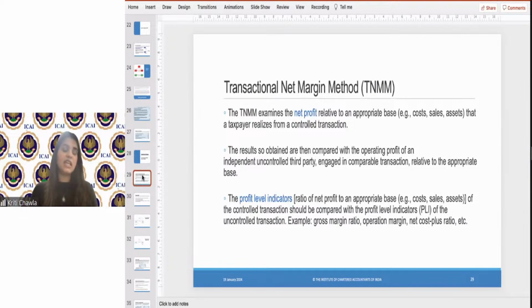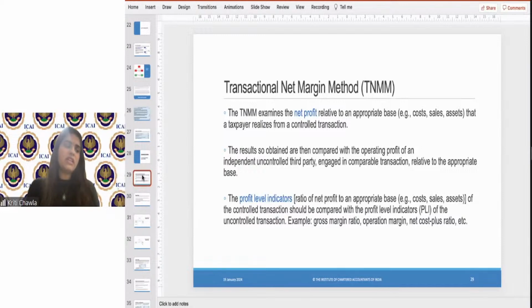And if you see the litigation in India, about 60% of the litigation in India is on the use of methods, and within that, the litigation which is quite prevalent is on the concept of CUP versus TNMM. They try to find out which method is more suitable. Is it going to be a CUP or is it going to be a TNMM? These two methods are always in a tiff that way.